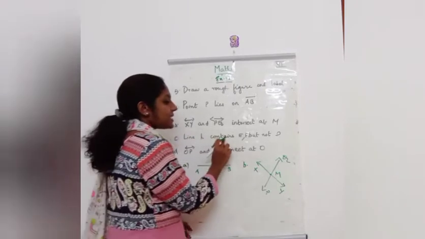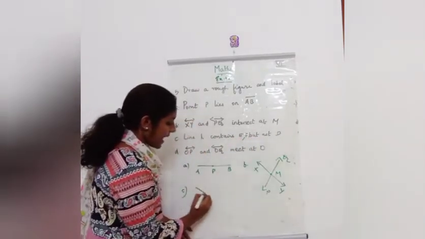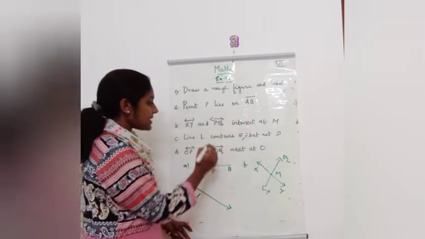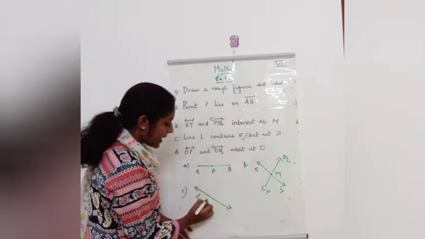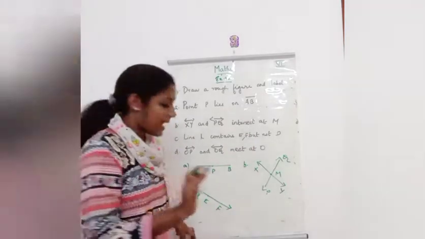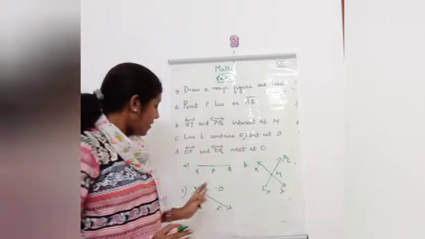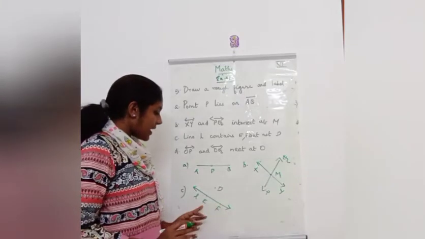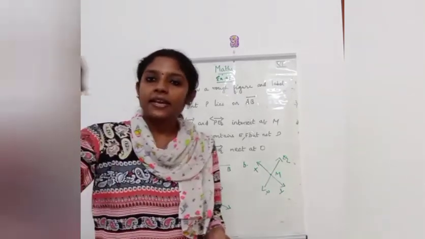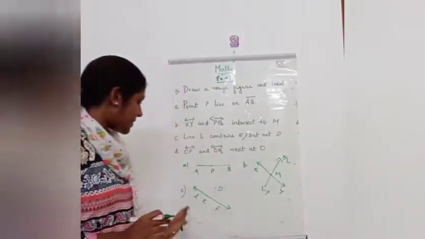Line L contains E and F but not D. So if this is a line L, it contains two points. E and F എന്ന് പറയുന്ന രണ്ട് പോയിന്റ്സ് ഉണ്ട്. പക്ഷേ D, L ന്റെ പോയിന്റ് അല്ല. അപ്പോൾ D നമ്മൾ എവിടെ വരയ്ക്കണം? ലൈനിൽ വരയ്ക്കാതെ മാറ്റി എവിടെയെങ്കിലും വരയ്ക്കണം. So this is a line L which contains E and F but not D. So D ലൈനിൽ വരയ്ക്കില്ല, മാറ്റി വേറെ എവിടെയെങ്കിലും, outside the line വരയ്ക്കണം. Okay, so that is also easy.